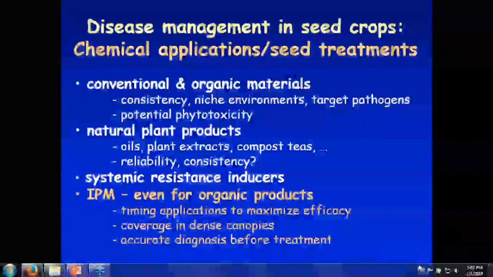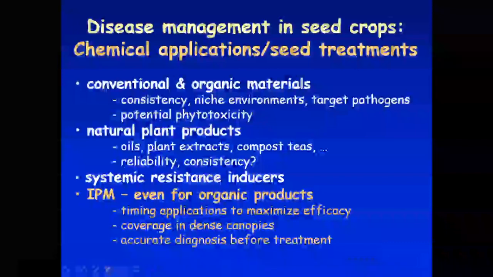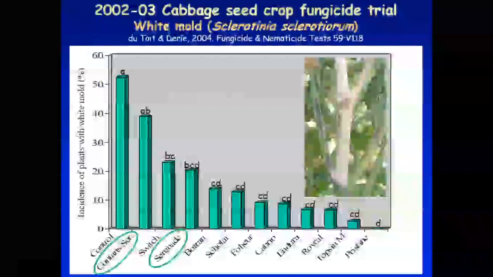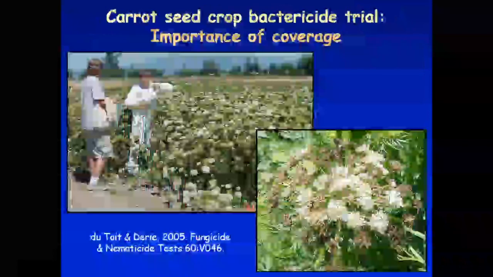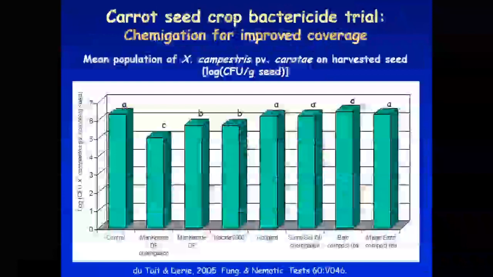We did a carrot seed crop trial. This is my technician and a summer helper. We were sampling the umbels to see the level of Xanthomonas we could recover. We were looking at different products. In this particular case, we were looking at some coppers and some compost teas and a bunch of other things. And what we noticed, the only product that dropped the amount of Xanthomonas, so the lower the bar, the less Xanthomonas on the seed, was when we chemigated this copper product versus a spray boom application. Now, why would that make a difference if we put it on with a spray boom versus putting it on through the sprinkler?